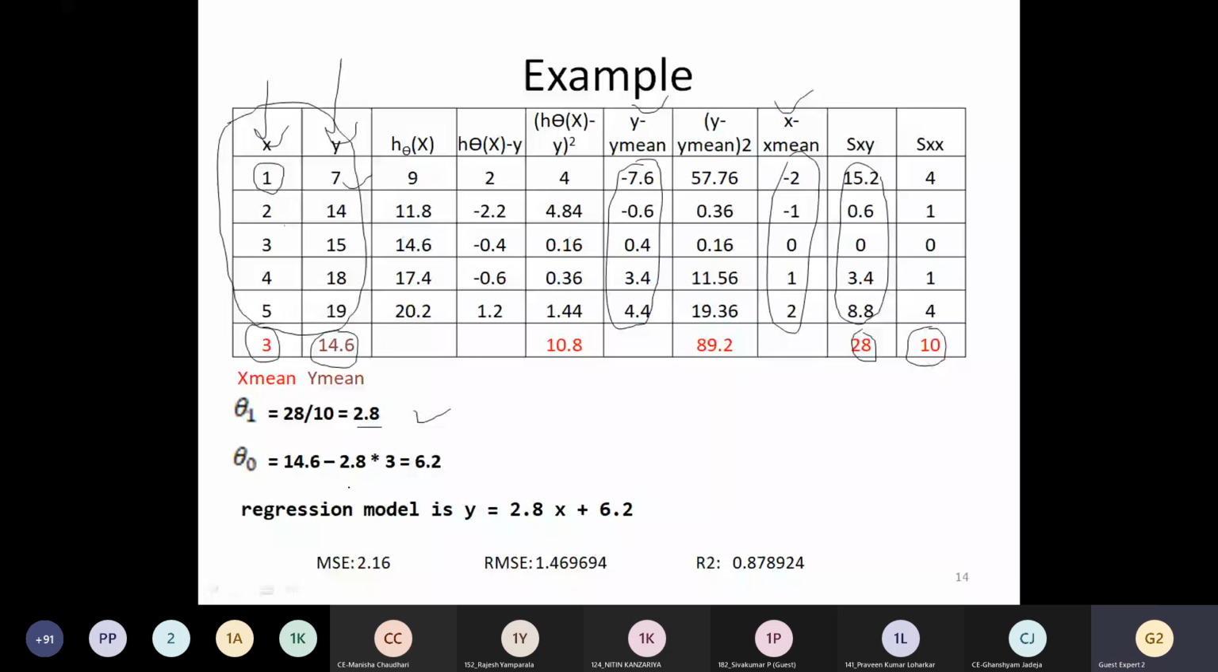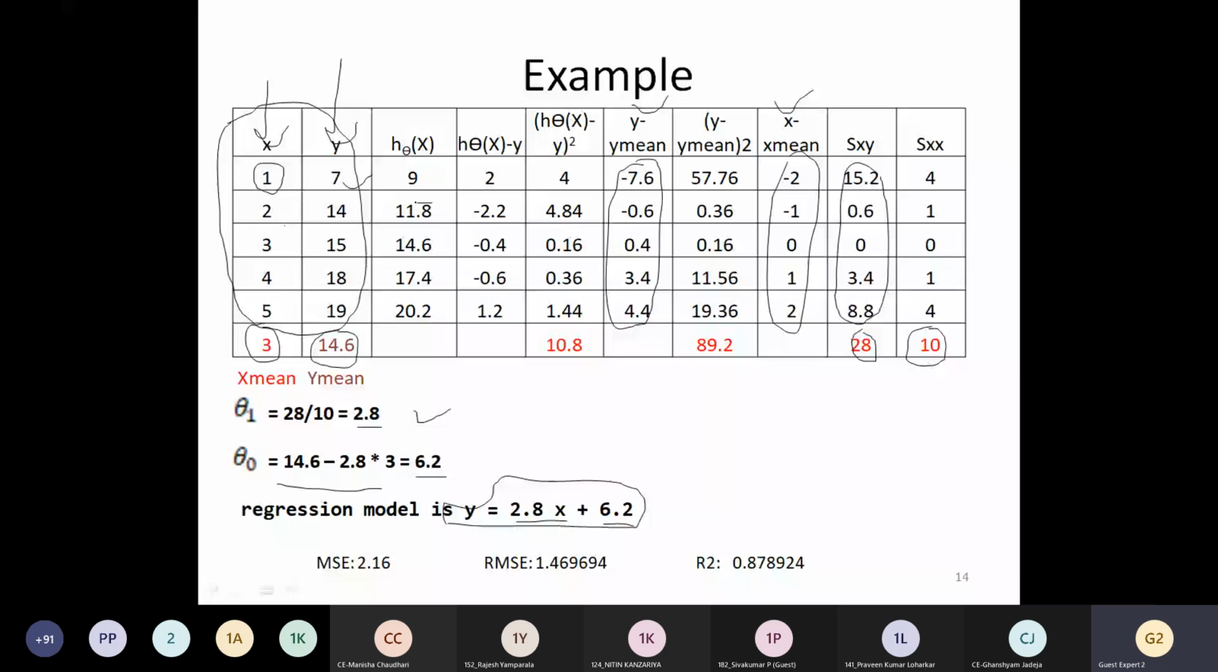So from this equation, we'll get the value of theta 0 is 6.2. So our regression model is h of theta x is equal to 2.8x plus 6.2. That is theta 0 plus theta 1 x. So this is our estimator. Using this estimator, we have estimated the value of y, or we have predicted the value of y.